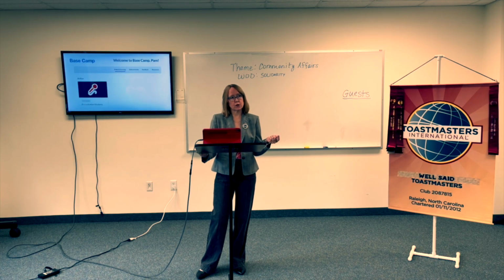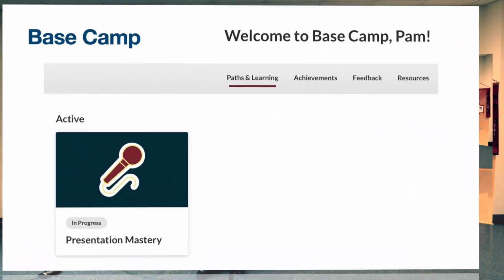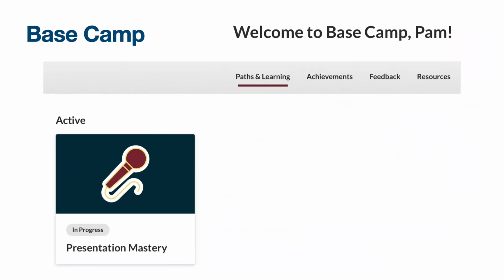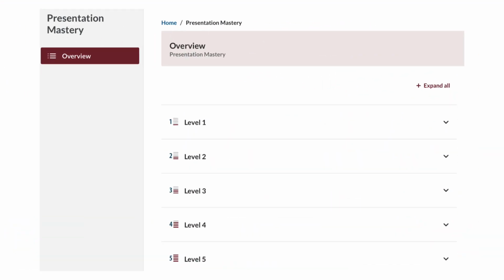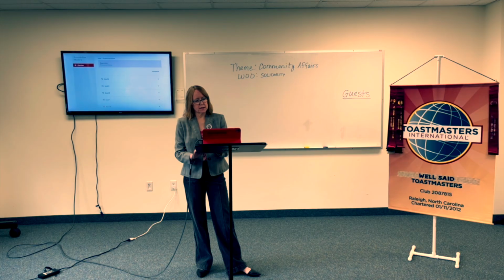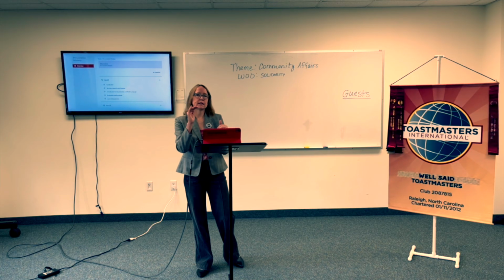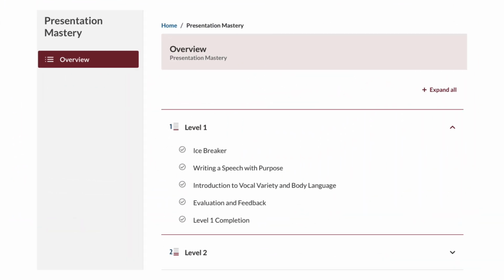Once you have chosen your pathway, then you're going to come back into Basecamp and you're going to click on your active pathway. This shows you an overview of all the 5 levels that you have, and you can expand them by clicking on the little down arrow so that you can see the details. And you can see the details of all of the different levels so that you can plan ahead if you choose.